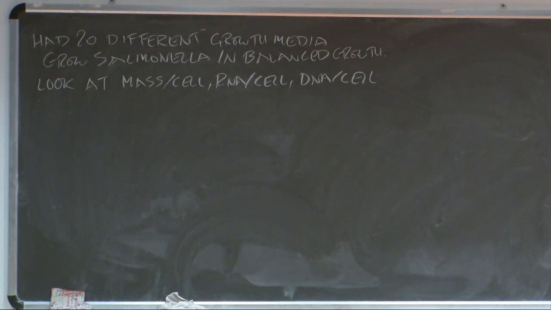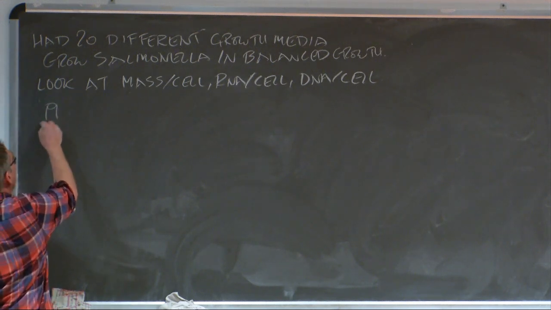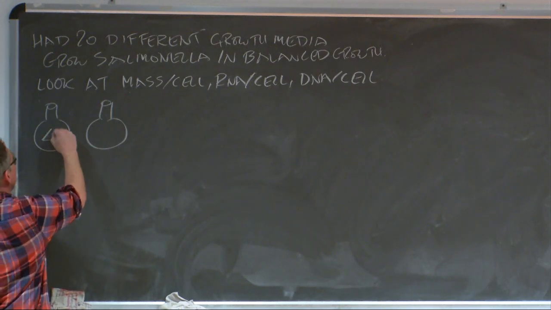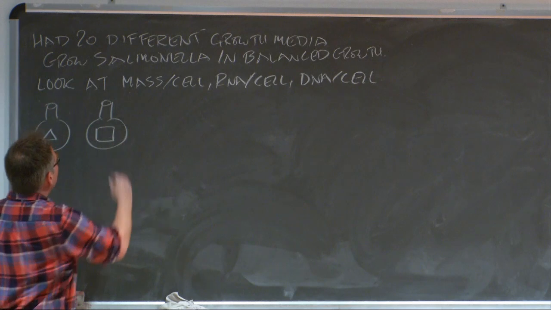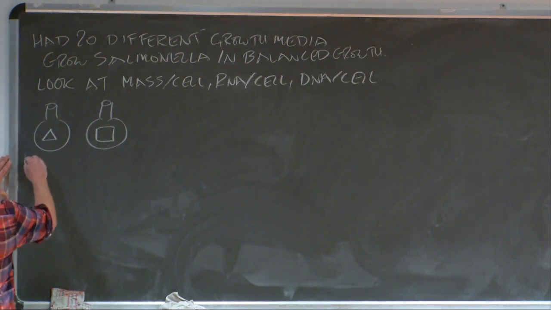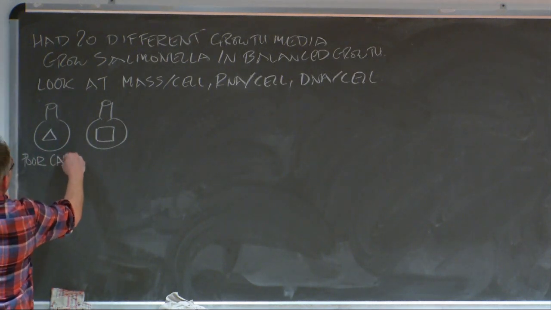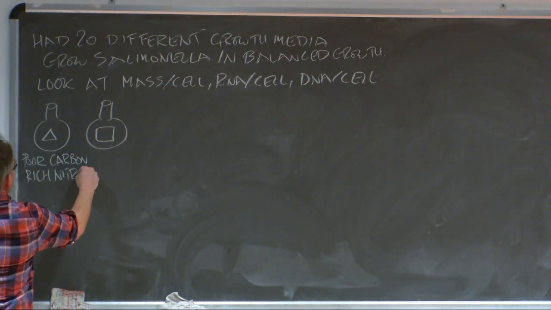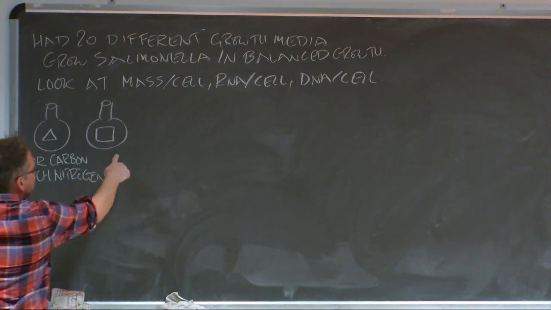All right, and so what I want you to imagine is two different growth media. I'll denote them by symbols, so let's say a triangle and a square. These are meant to be flasks. I wish I was a better drawer. These are two beakers in your laboratory. And this one has some poor carbon source but a rich nitrogen source, for example. So this is poor carbon, rich nitrogen. And this guy's vice versa.